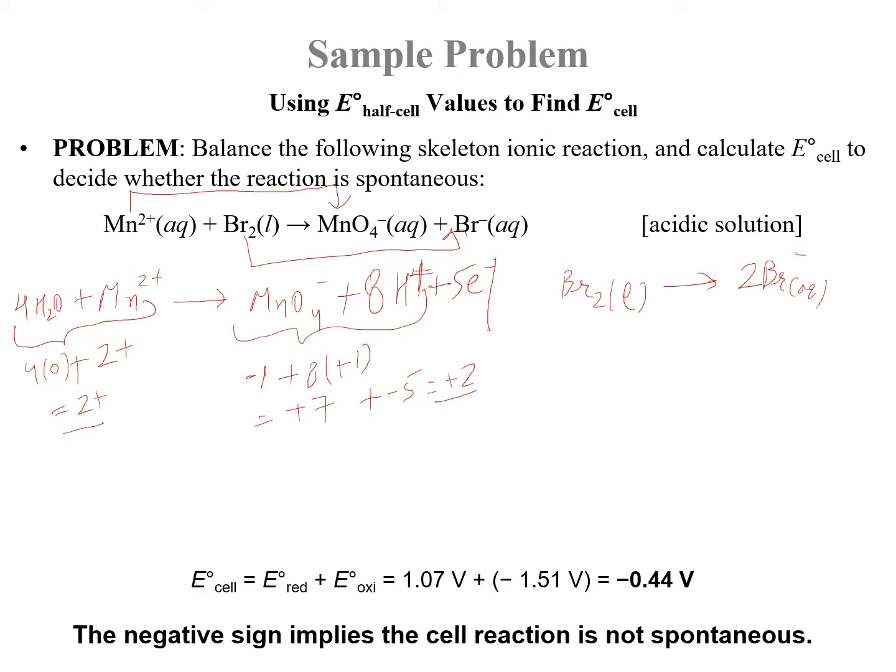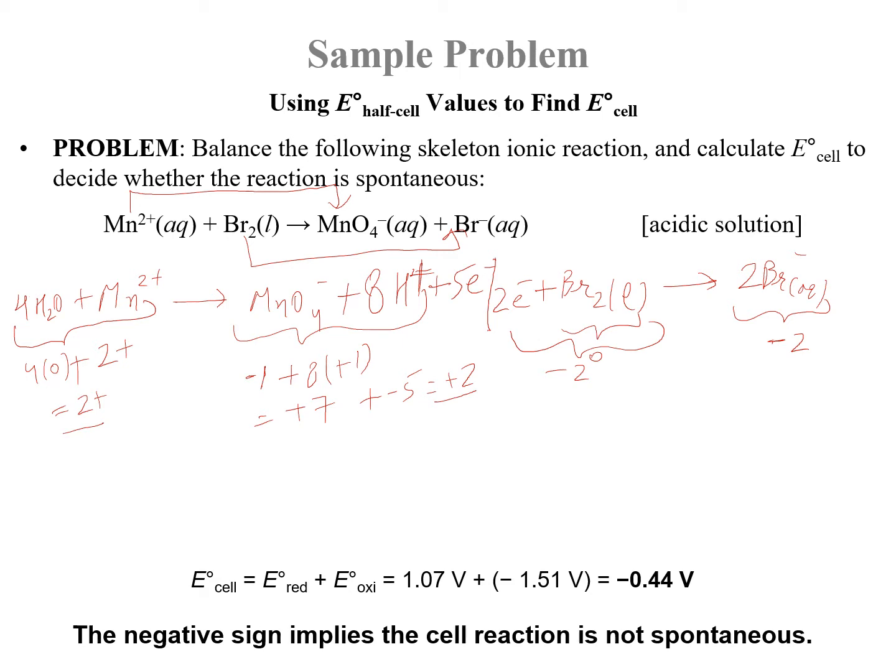What is the charge on this side? 0. What is the charge on this side? Negative 2, because I have 2 of these, right? 2 times negative 1 gives me negative 2. I can only add electrons, so I'll add electrons on this side. How many? 2 electrons. That would make this a total of negative 2, negative 2, balanced.